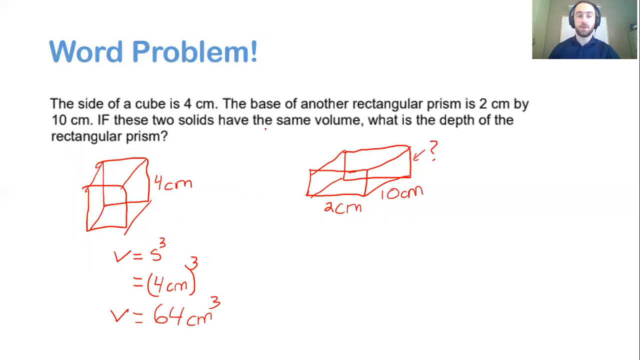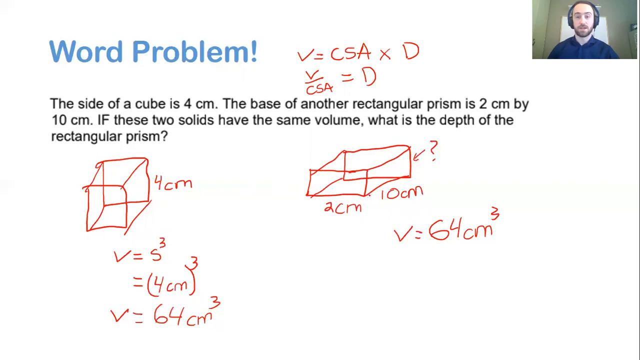And it says the volume of each solid is equal. So that means the volume of this cube of 64 centimeters also is the volume of this rectangular prism. So the volume over here is also 64 centimeters cubed. Okay? Now you should see how we're going to solve for depth. So remember our formula for volume is our cross-sectional area multiplied by the depth. To solve for depth, it's simply our volume divided by our cross-sectional area.